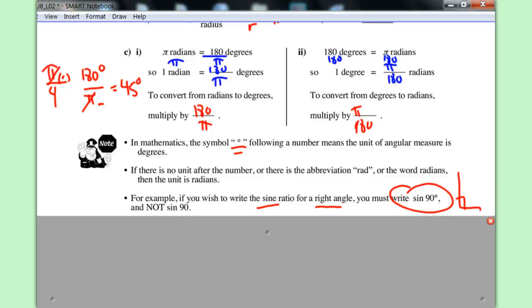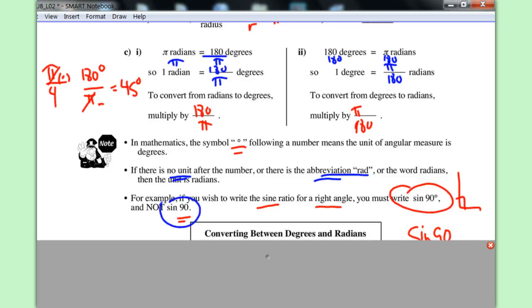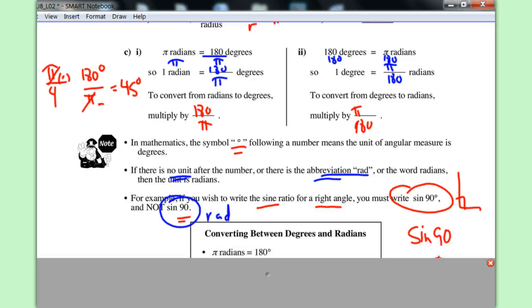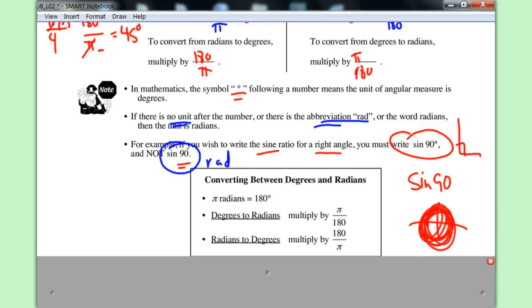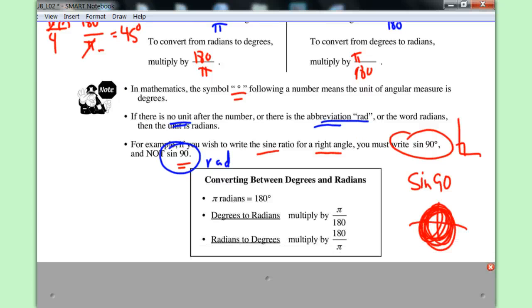In mathematics, if we see the degree symbol, it means we're dealing with degrees. If there's no unit, and this is just a convention, then it's assumed to be radians. So for example, you might think automatically, because 90 is one of our favorite angles, that they're talking about 90 degrees, but they are not. This is talking about radians. You need to be careful when you see an angle, is it degrees or radians from now on? It doesn't necessarily have to have pi in it.